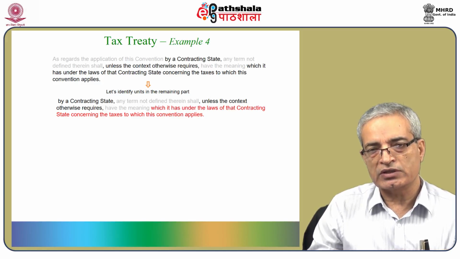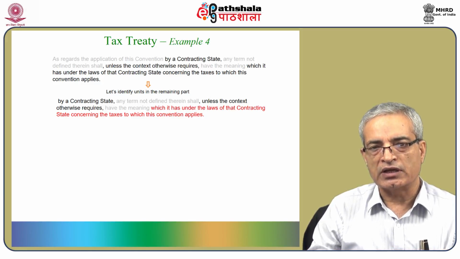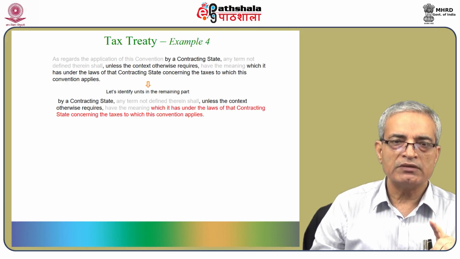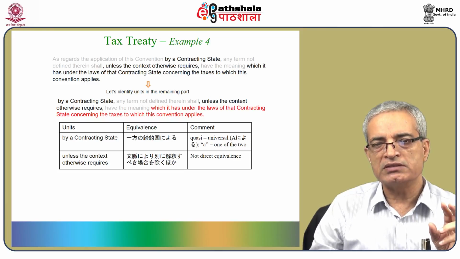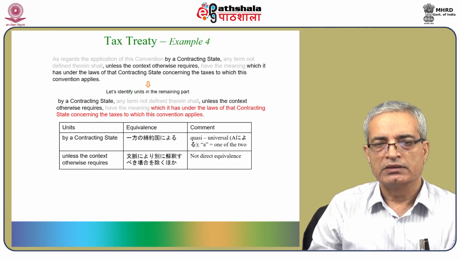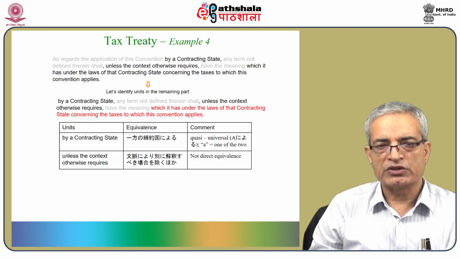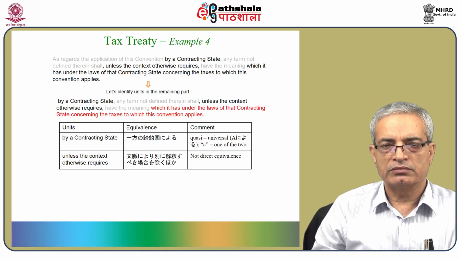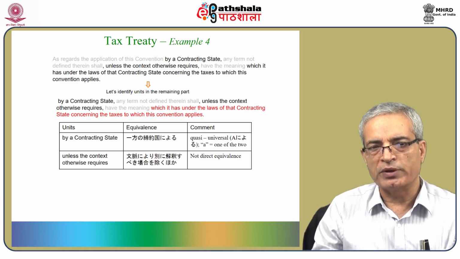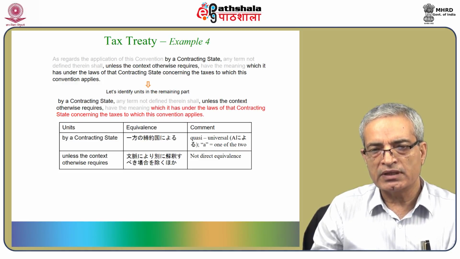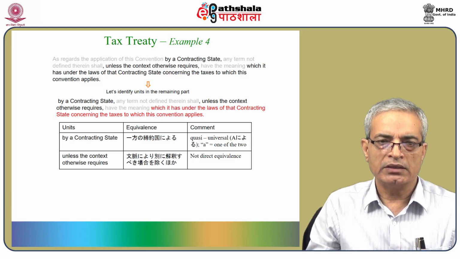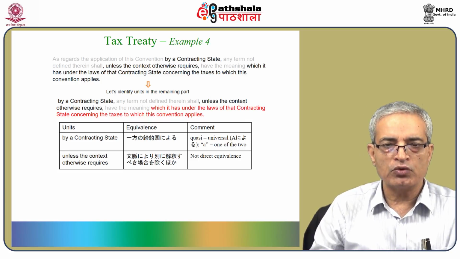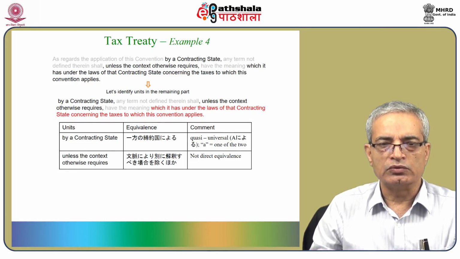Concerning the taxes, this is also adjectival, to which this convention applies. Now here there is some meaning. What it means is to the relevant convention. Now let's see if we can do by units. By a contracting state, as I said, by a contracting state as a quasi universal unit, it's any yoru. And in this case, it's translated as ippo no teyaku koku ni yoru.